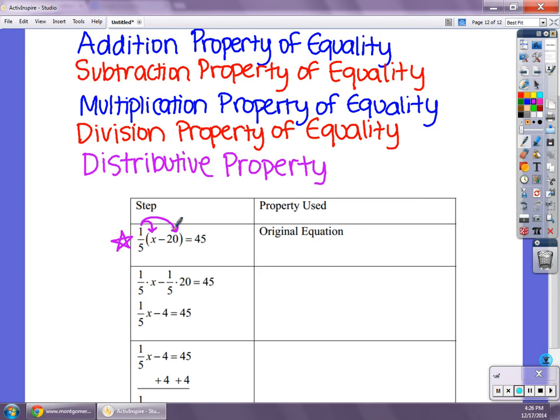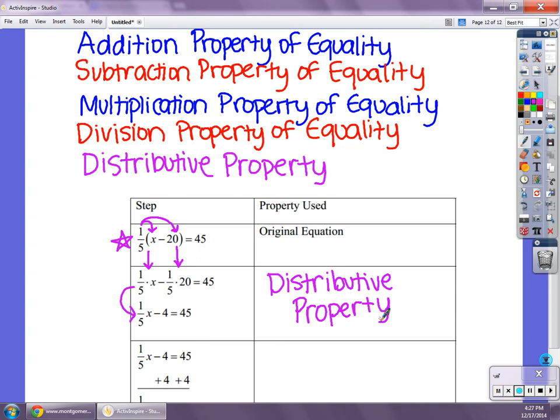And you can see in the next box that sure enough, here we have 1/5 times x and 1/5 times 20, which simplifies to 1/5 of x minus 4 equals 45. Where did that 4 come from? Well, 20 times 1/5, or 20 divided by 5, is going to give us 4. So the property we used here was the distributive property. And notice we only had to do it on one side of our equation, and that's again why we don't have to call that a property of equality.